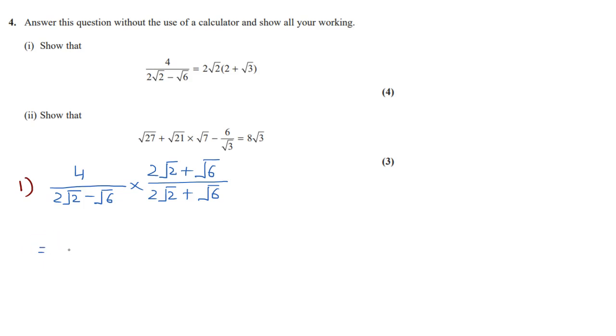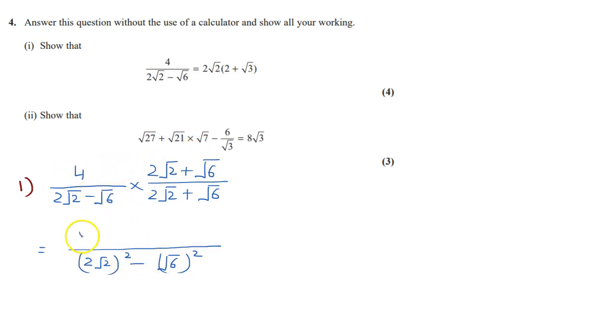Now we are going to use the formula (a minus b)(a plus b) is a square minus b square. So this is 2 root 2 square minus b square. In all surds where we rationalize the denominator, this is a must. It's always a square and the difference.